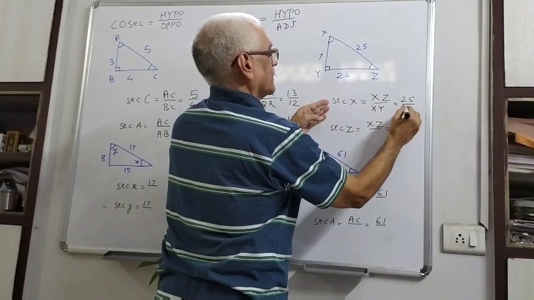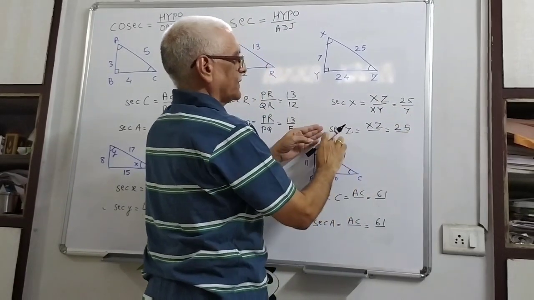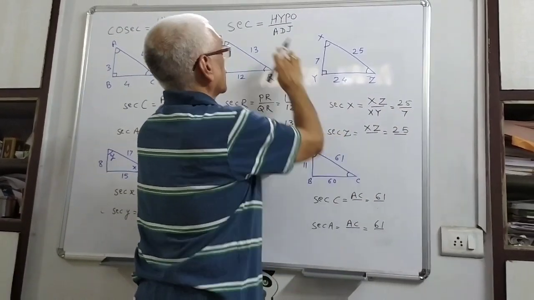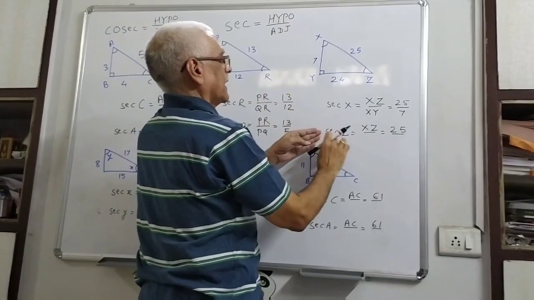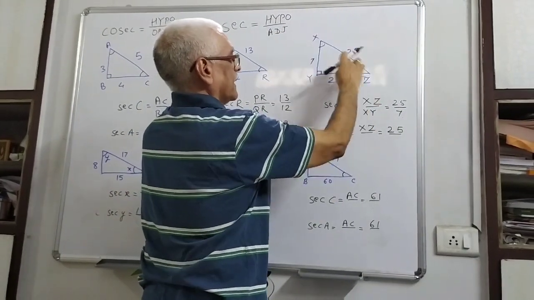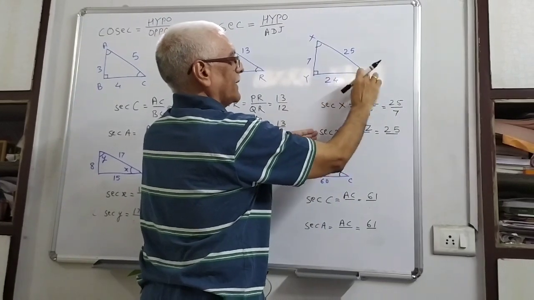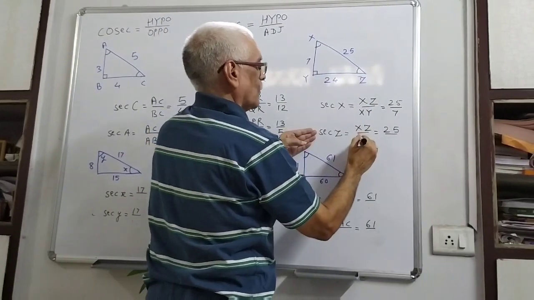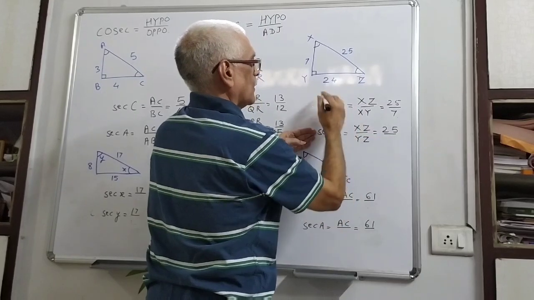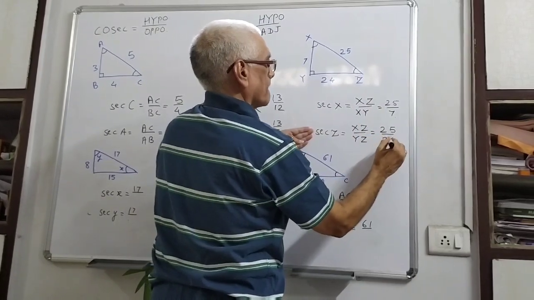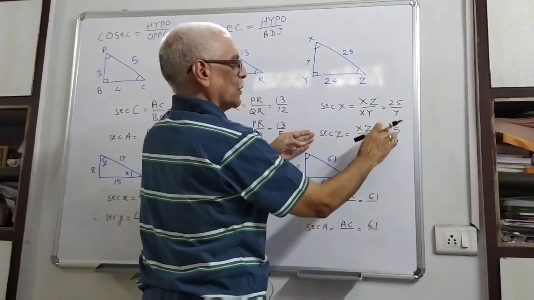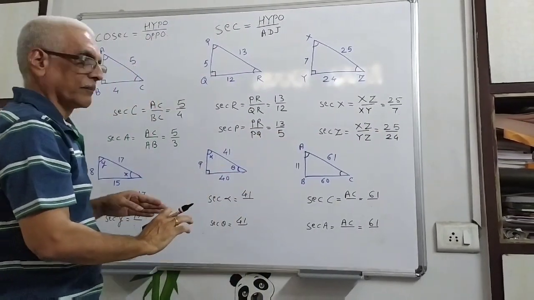And the length of XY is 7. If you want sec Z, so sec means hypotenuse upon adjacent side. Hypotenuse is XZ and adjacent side to Z will be YZ. So here the value of YZ is 24. Therefore, sec Z is equal to 25 upon 24.